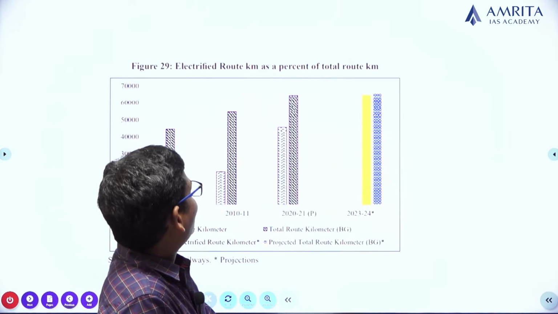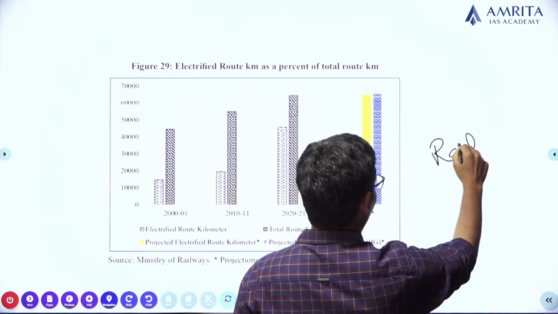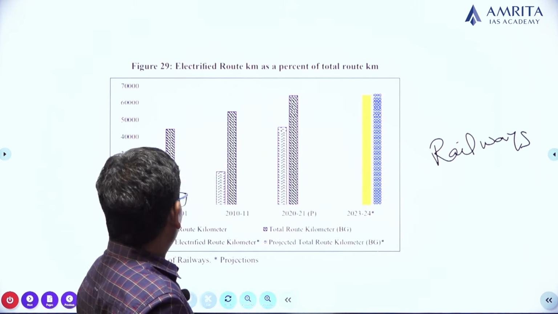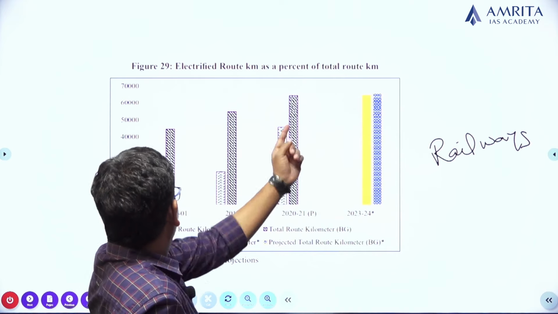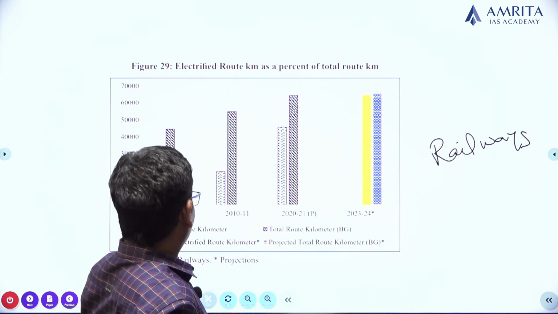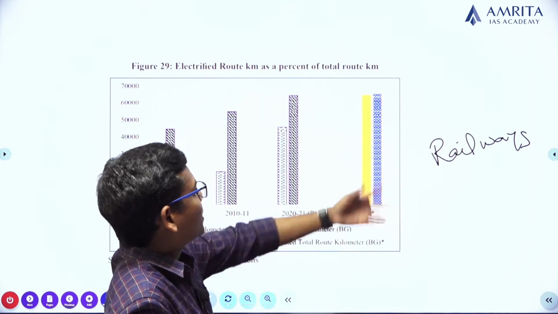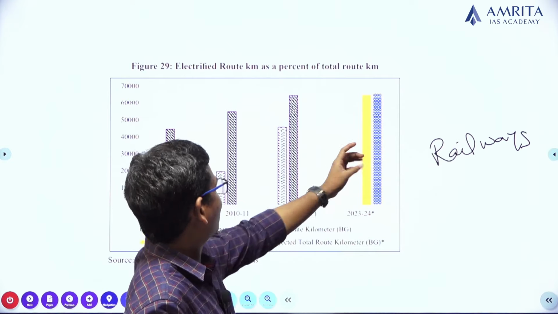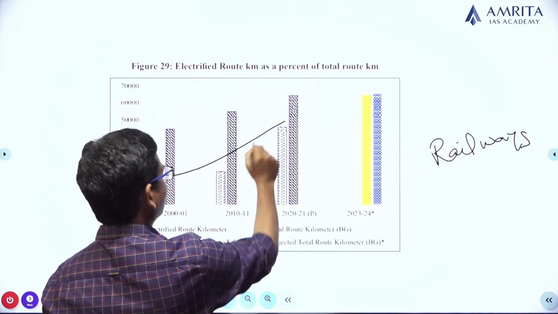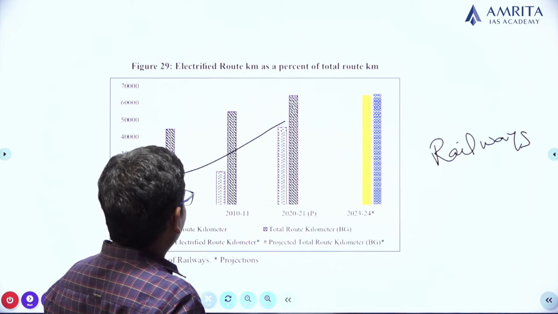Next, electrified route kilometers as a percentage of total route kilometers. This is about railways. They have given information about railways also. This is electrified route kilometers for 2000-2001, 10-11, 20-21. You can understand electrified route in kilometers got increased, total route in kilometers got increased a little bit. Then projected electrified route kilometers and projected total route kilometers for 23-24, that is our projection. Projected ones are always higher, but if you see this, electrified route got increased. Now more than 40,000 kilometers are electrified.